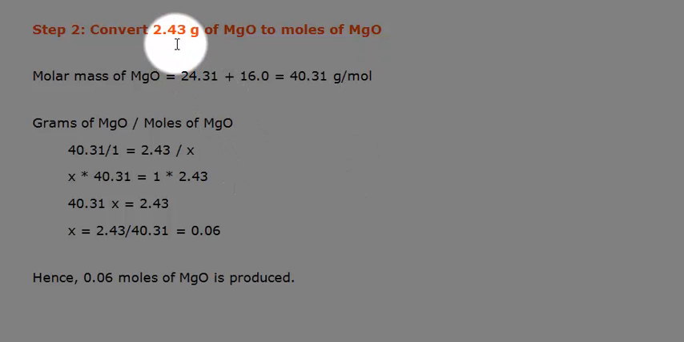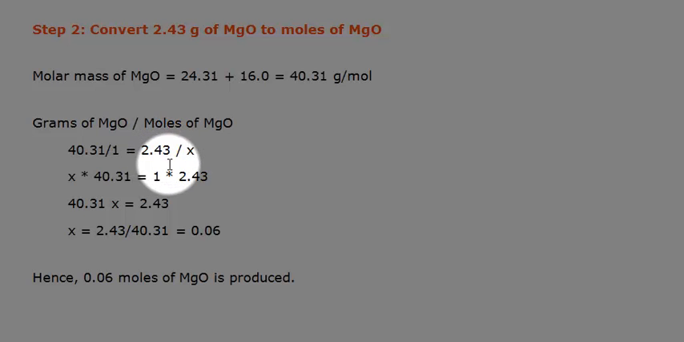Now in order to convert 2.43 grams of magnesium oxide to moles of magnesium oxide, we need to use a proportion consisting of ratios of grams of magnesium oxide to moles of magnesium oxide. Our first ratio should consist of known values. So the known values are 40.31 grams per mole of magnesium oxide equals 2.43 grams of magnesium oxide divided by X, where X represents the moles of magnesium oxide corresponding to 2.43 grams of magnesium oxide.